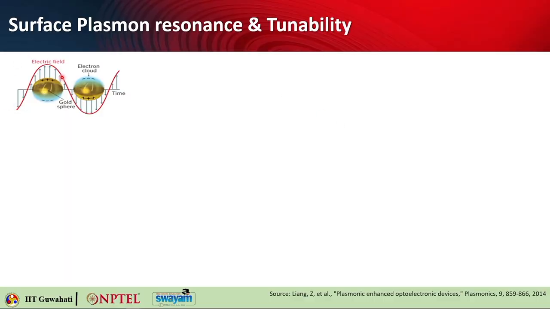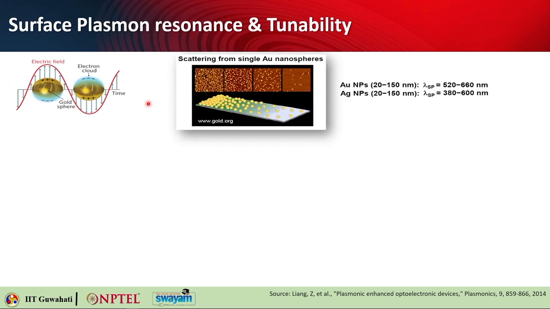So when surface plasmons resonate with the frequency of the incoming light, you get surface plasmon resonance. This resonance will significantly enhance the light scattering and absorption capability of these tiny nanoparticles. As you can see here, if you take gold nanoparticles of size 20 to 150 nanometer, the resonance wavelength can change from 520 to 660 nanometer. For silver, if you consider the same size, you can tune the resonance of surface plasmons over a similarly wide but different range, 380 to 600 nanometer.